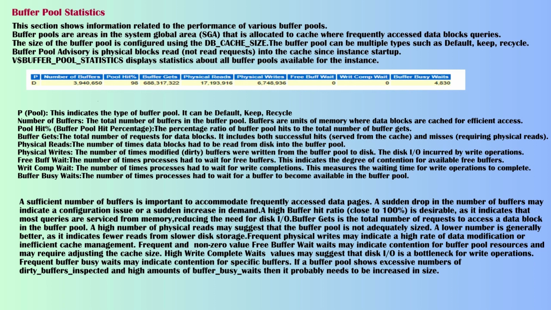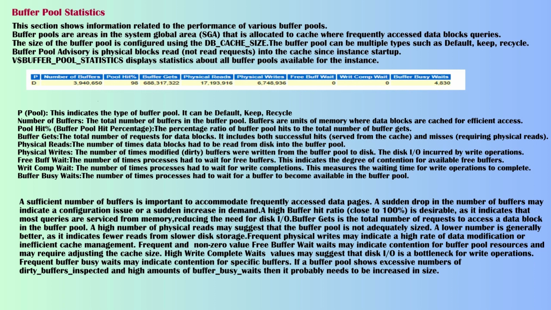Pool hit %: the buffer pool hit percentage, the ratio of buffer pool hits to the total number of buffer gets. Buffer gets: the total number of requests for data blocks. It includes both successful hits, served from the cache, and misses, requiring physical reads. Physical reads: the number of times data blocks had to be read from disk into the buffer pool.